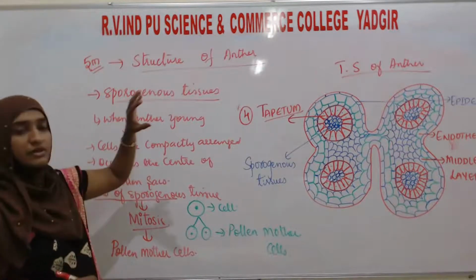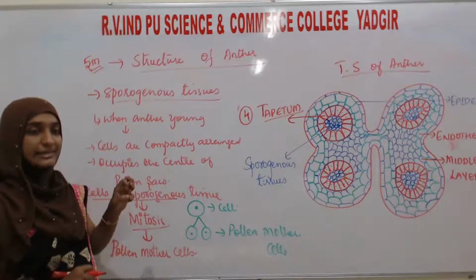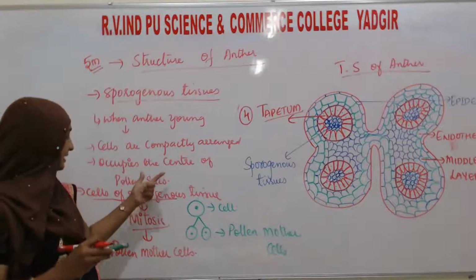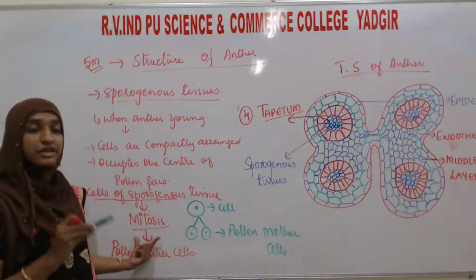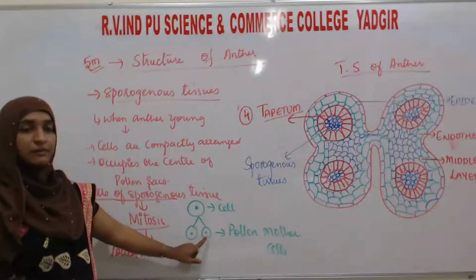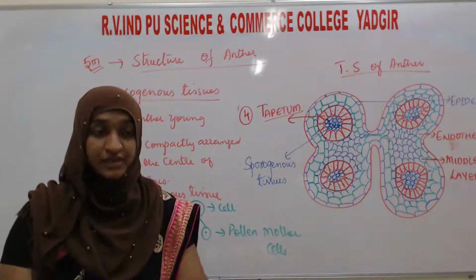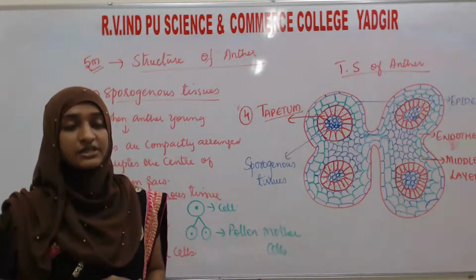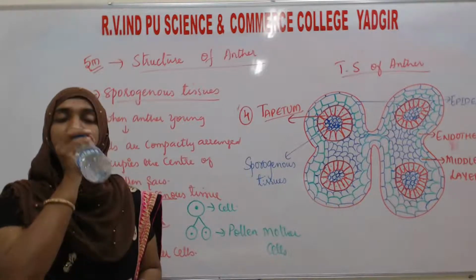See here. First of all, at the center region, there will be compactly arranged cells. Those cells, which occupy the center of the pollen sac, will undergo mitosis, or divide mitotically, to give rise to the pollen mother cells. The next process after giving rise to the pollen mother cells is known as microsporogenesis.